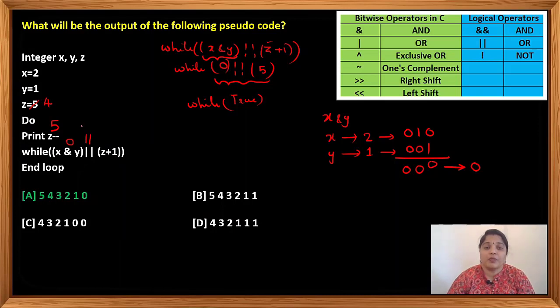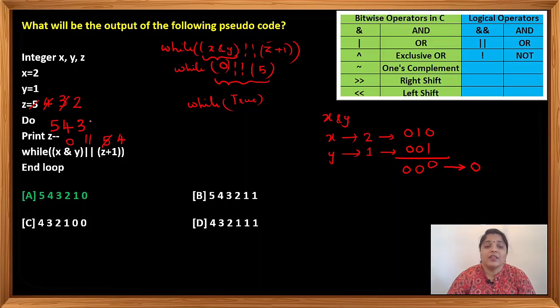0 or z plus 1, where z is now 4, so 0 or 5. This is a logical operator, so 0 or 5 means the condition is true. Again the loop executes. The value is supplied, which right now is 4, then it is decremented and is now 3. Now again 3 plus 1 is 4, so the while loop continues. Again 3 is printed, and then the value is decremented to 2.